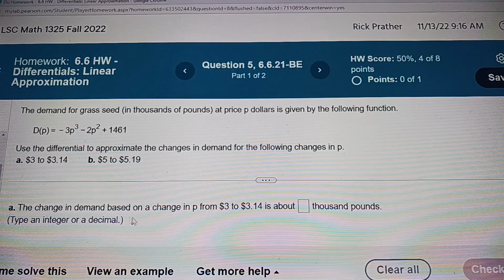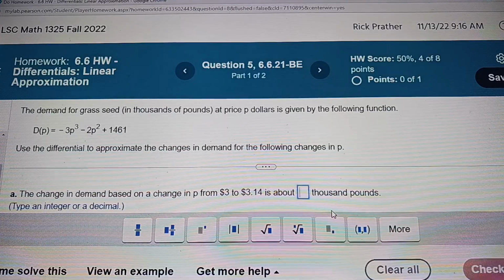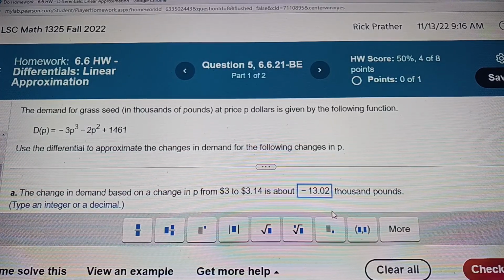The change in demand by a change in P from 3 to 3.14 is about, type in integer or decimal, and this is in thousands of pounds. This was already in thousands. So decimal, so I'm going to put the whole thing, negative 13.02.